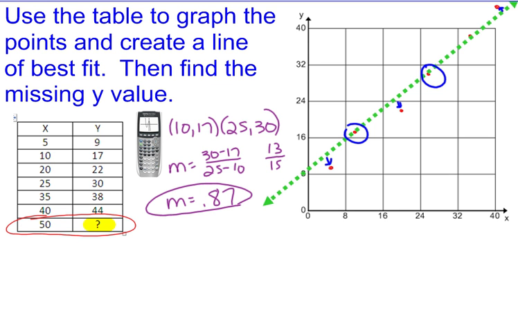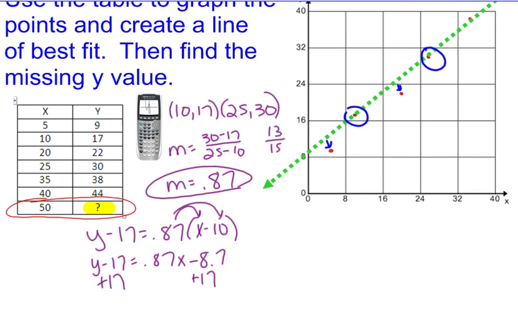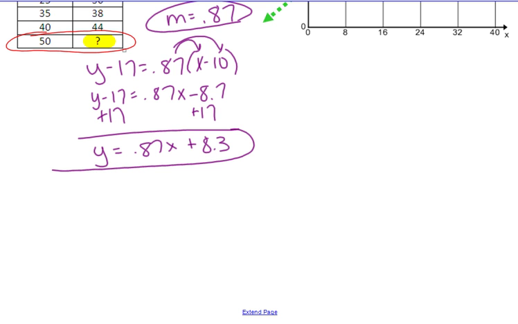Then I'll pick an ordered pair to plug into point slope form. We'll just use the first one again. Y minus 17 equals 0.87 times x minus 10. We're going to go ahead and distribute that 0.87, so 0.87x minus 8.7. Add 17 to both sides. I take negative 8.7 plus 17. Keep everything else the same. I would have y equals 0.87x plus 8.3. This is the equation for that line right up there.